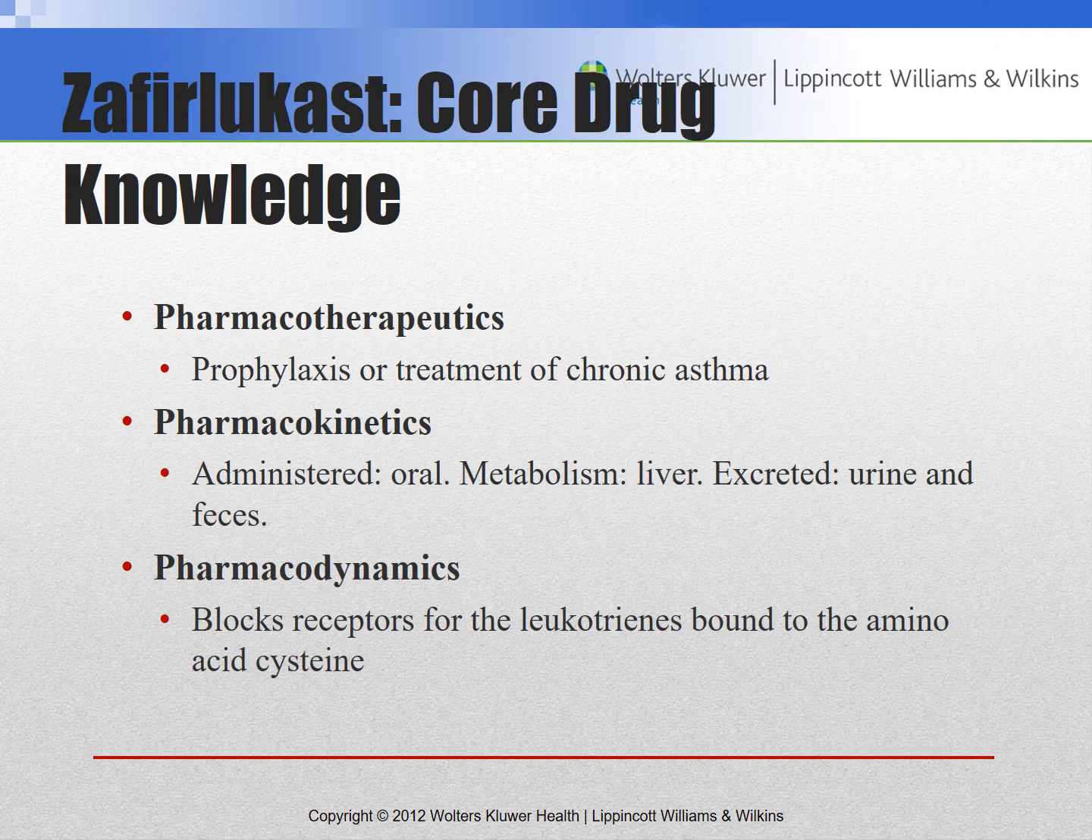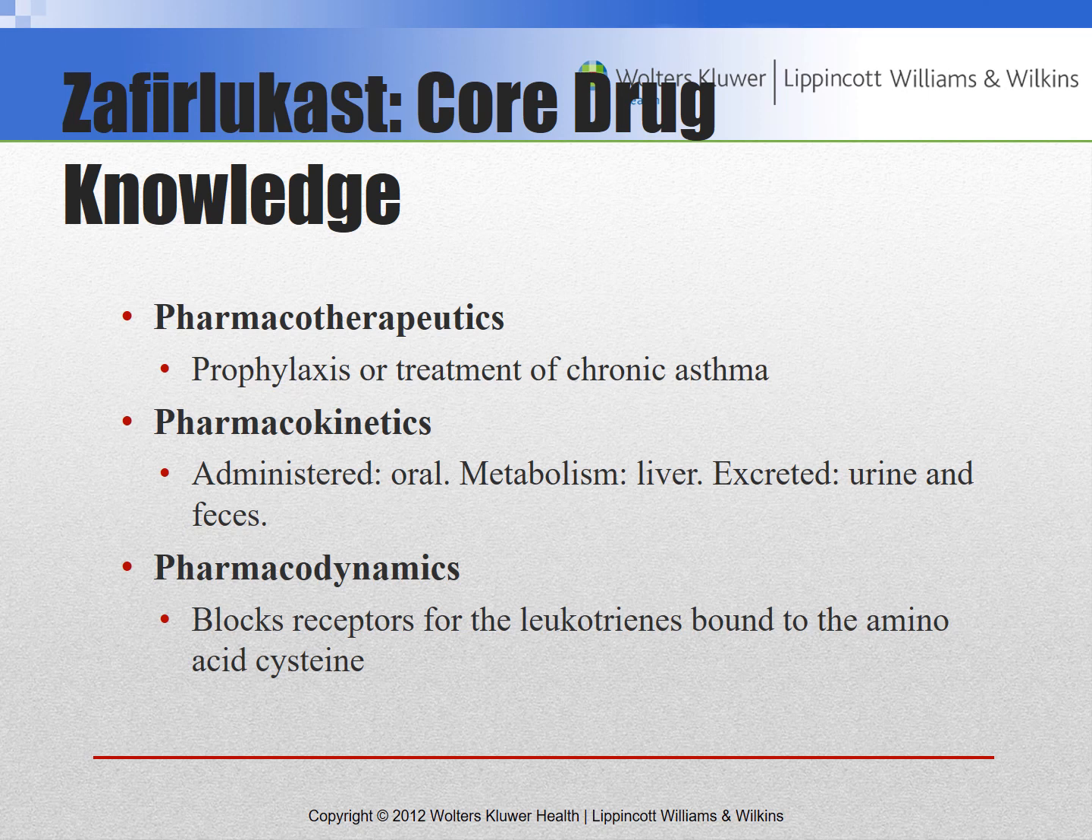All right, so our pharmacotherapeutics is for the prophylaxis or treatment of chronic asthma. Our pharmacokinetics, it is administered orally, metabolized in the liver, excreted in the urine and feces. Pharmacodynamics, it blocks the receptors for the leukotrienes bound to the amino acid cysteine. The cysteinyl leukotrienes are potent bronchoconstrictors, approximately 100 to 1,000 times more potent than histamine. So if we block them, we substantially improve the wheezing, the coughing, and the dyspnea that is associated with asthma.